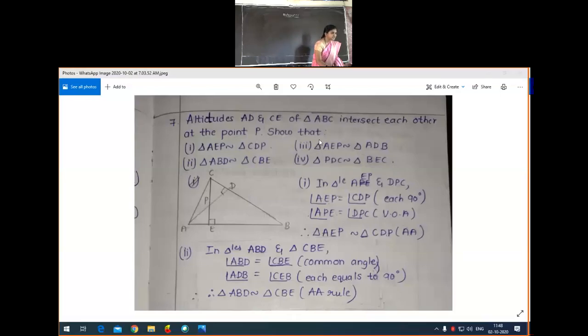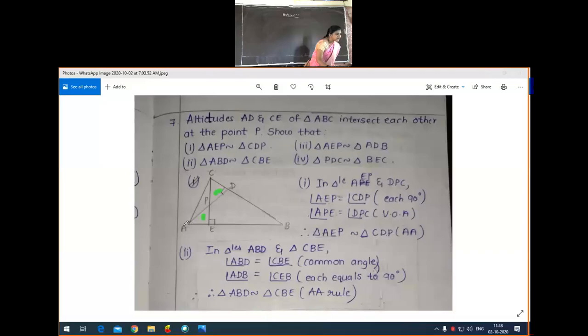Okay, first we'll take the first one, that is triangle AEP similar to triangle CDP. Are you observing the two triangles? This triangle and this triangle. Okay, now I will check. Yes. See, with these two triangles we have to show the similarity. Very simple. Every data is direct only.